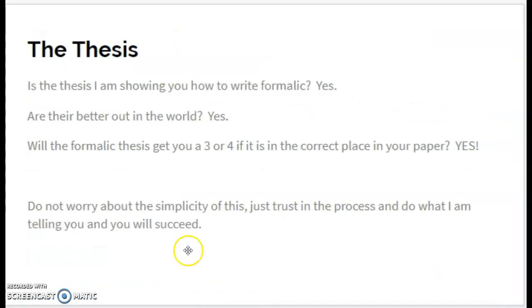So what's next? Is the thesis I am showing how to write formulaic? Yes, it is. Are there better thesis statements out in the world? Yes, probably so. But here's the deal. This formula of thesis will get you a 3 or a 4. It doesn't have to be some very difficult thing to do. It just needs to be correct and in the correct place of your paper. So don't worry about the simplicity of this. Just trust in the process and do what I'm telling you and you will succeed.